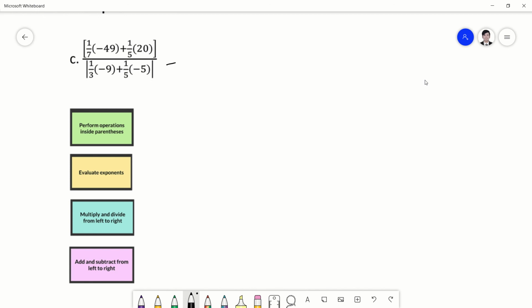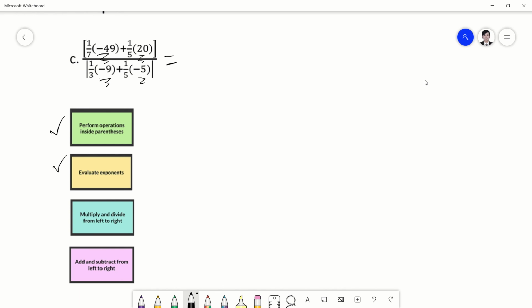So now we have to start performing operations inside parentheses. Inside the parentheses, it's already simplified: negative 4 ninths, 20, negative 5, and negative 9. Next is to deal with exponents. We don't see an exponent, so we're good here. Next is to multiply and divide from left to right. Since we're using a fraction bar, or the division symbol, we can do it simultaneously.